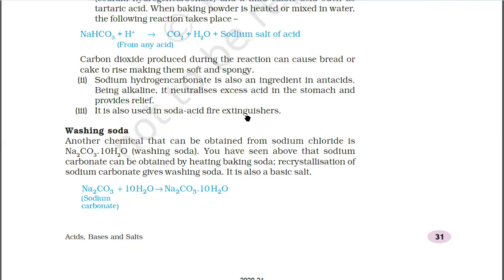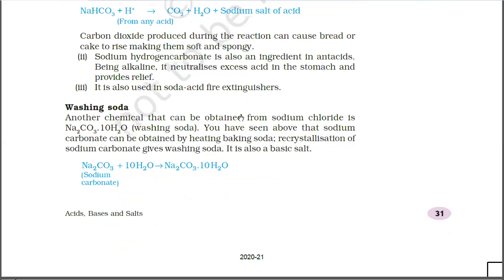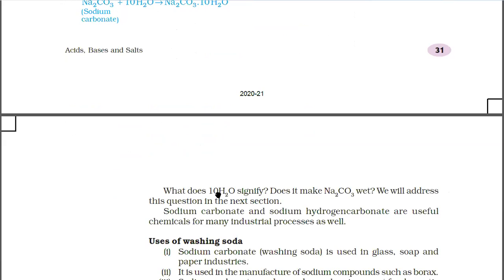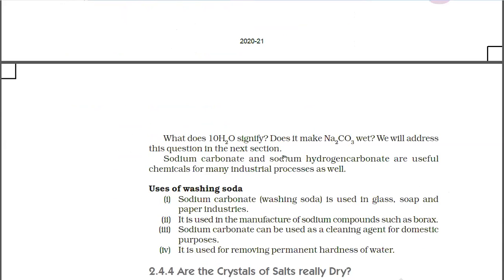Washing soda. Another chemical that can be obtained from sodium chloride is Na2CO3.10H2O, which is washing soda. You have seen above that sodium carbonate can be obtained by heating baking soda. Recrystallization of sodium carbonate gives washing soda. It is also a basic salt. Na2CO3 + 10H2O gives Na2CO3.10H2O. What does 10H2O signify? Does it make Na2CO3 wet? We will address this question in the next section.